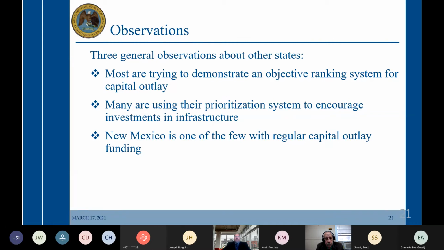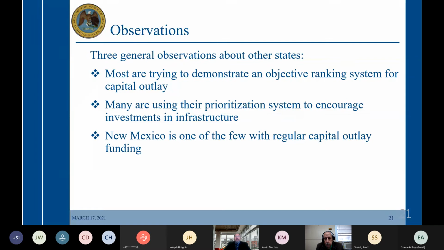And some things that came up, most of the states that we contacted are trying to come up and demonstrate an objective ranking system for capital outlay, to take it out of the 'let's do a project that looks particularly appealing' approach and come up with ranking projects that meet state goals and objectives. Many of the states also recognize what the people in the trenches recognize, that infrastructure is becoming a real need. And so quite a few states are using their prioritization system to encourage and reward investments in infrastructure. And I'm going to come back to that, but the operative word here is encourage.